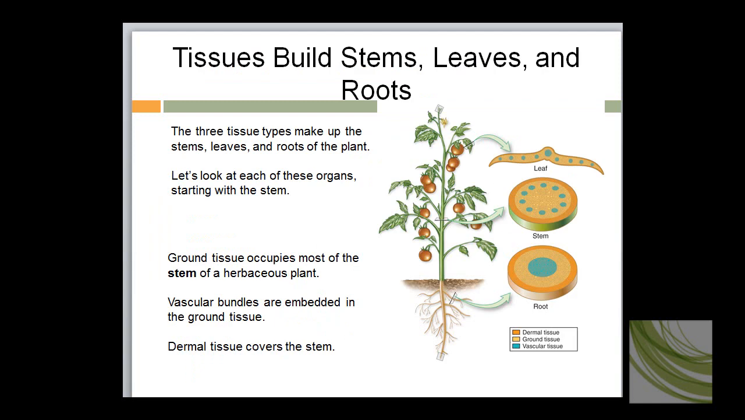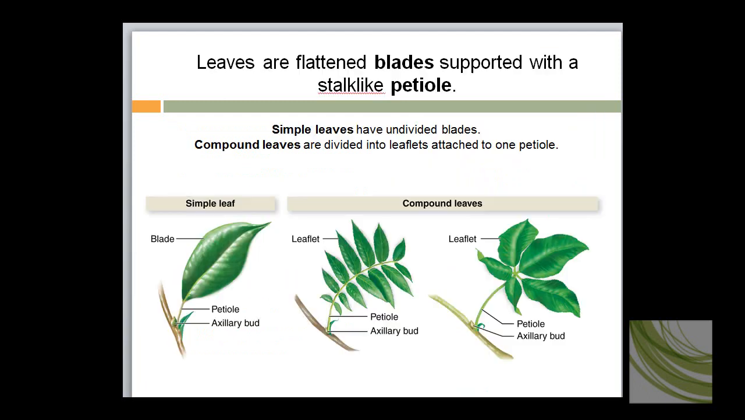Tissues build stems, leaves, and roots. Okay. Ground tissue occupies most of the stem of a herbaceous plant. Vascular bundles are embedded, and then the outer covering is called your dermal tissues. Simple leaves versus compound leaves. Here is a simple leaf. Okay, it's got a blade. Now this is a dicot because it has branching veins.